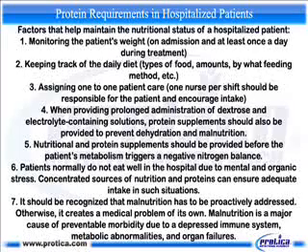6. Patients normally do not eat well in the hospital due to mental and organic stress. Concentrated sources of nutrition and proteins can ensure adequate intake in such situations. 7. It should be recognized that malnutrition has to be proactively addressed. Otherwise, it creates a medical problem of its own. Malnutrition is a major cause of preventable morbidity due to a depressed immune system, metabolic abnormalities, and organ failures.